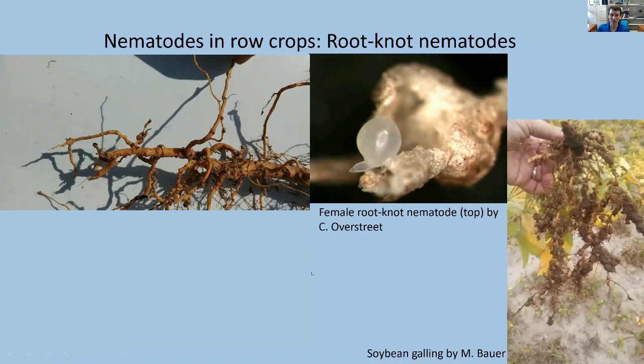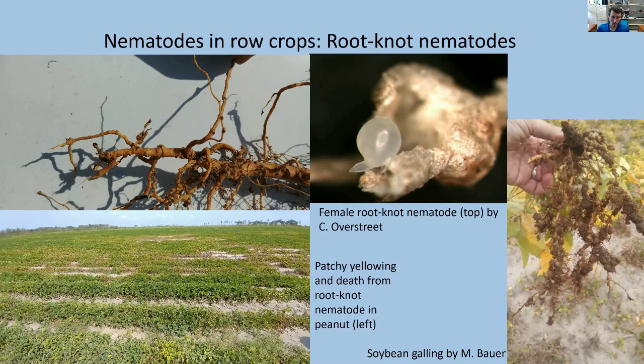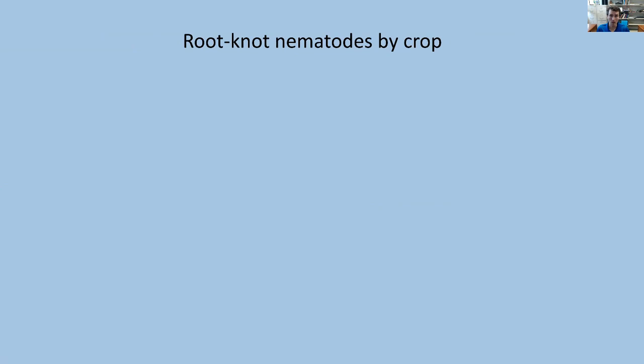And the classic symptoms of root knot nematode on cotton and soybean, you've got galling from root knot nematode. That's a classic symptom. And then in the field, this is a peanut field with classic symptoms of root knot nematode: patches of chlorosis, yellowing, and death from root knot nematode infecting those plants. So root knot nematodes, most crops are affected by them. They are widespread and damaging, like I illustrated in the last slide.